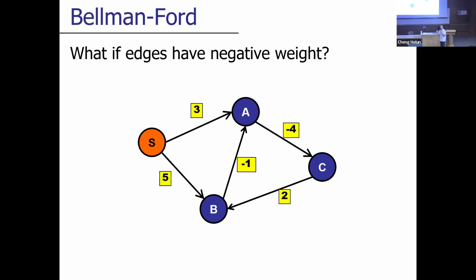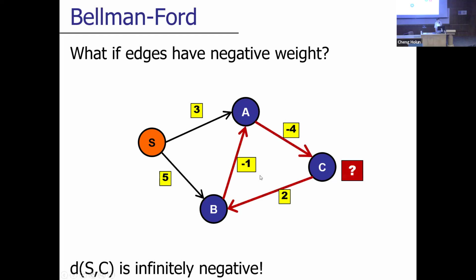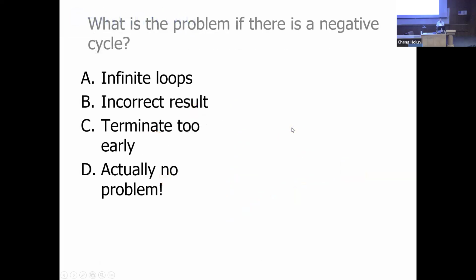Because your goal is to find the minimal cost, right? Your minimal cost is as low as possible. The lower, the better. But now I can find a way and get my cost to be negative infinity. So the overall meta question is, if you have a graph with a negative cycle, what does that mean?